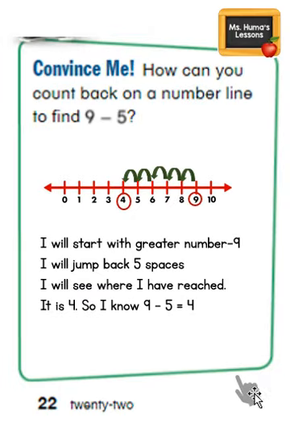Let's move on to the next question. Now we are on page number 22, again on the convince me question. How can you count back on a number line to find 9 minus 5? We have to convince them. So I have a number line here.